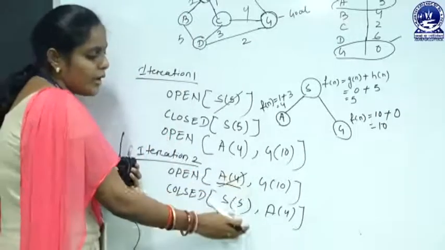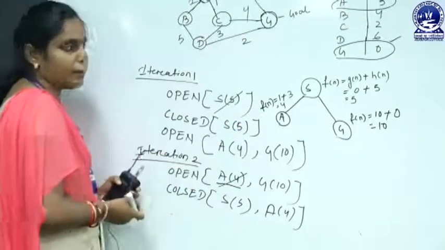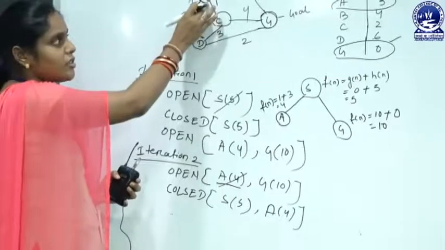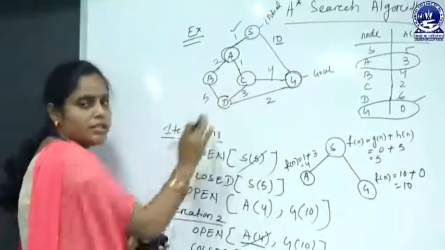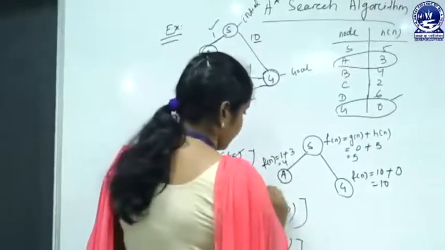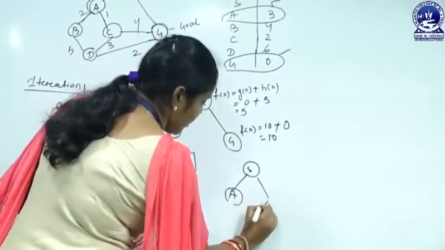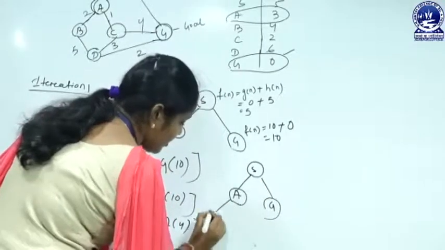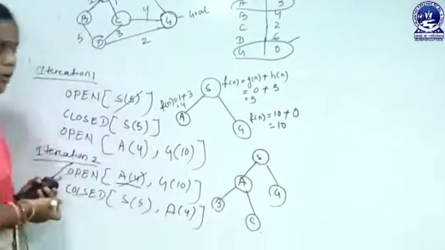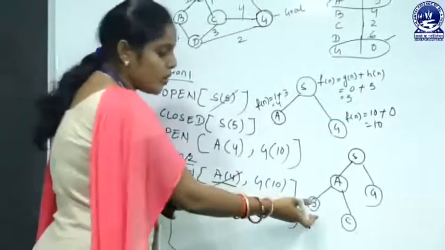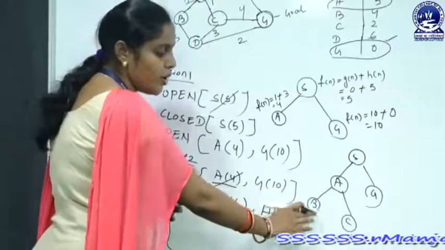After placing this node A in our closed list, again we generate the successors of this node A. Now look at our search tree. In your search tree, the node A has two successors, one is B, another one is C. Here we generate the successors of node A, that is node B, then node C. After generating the successors, you calculate the evaluation function value for B and C.